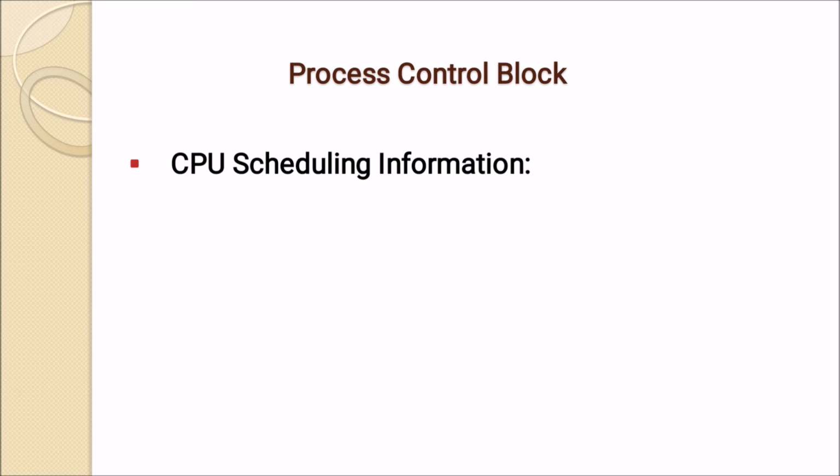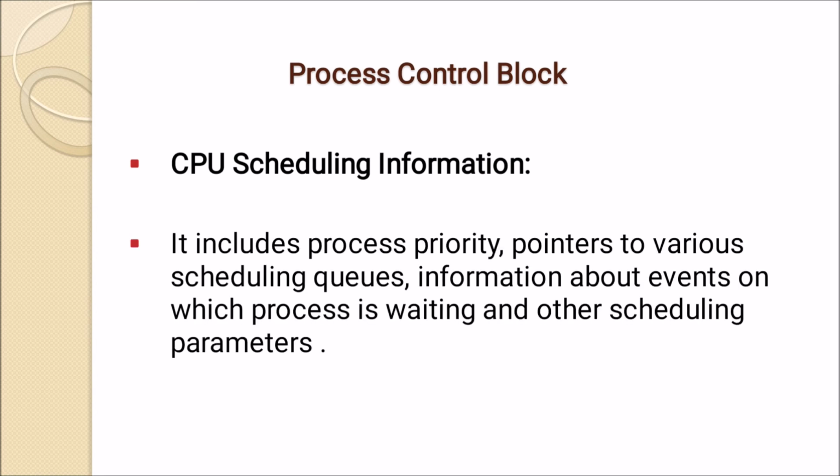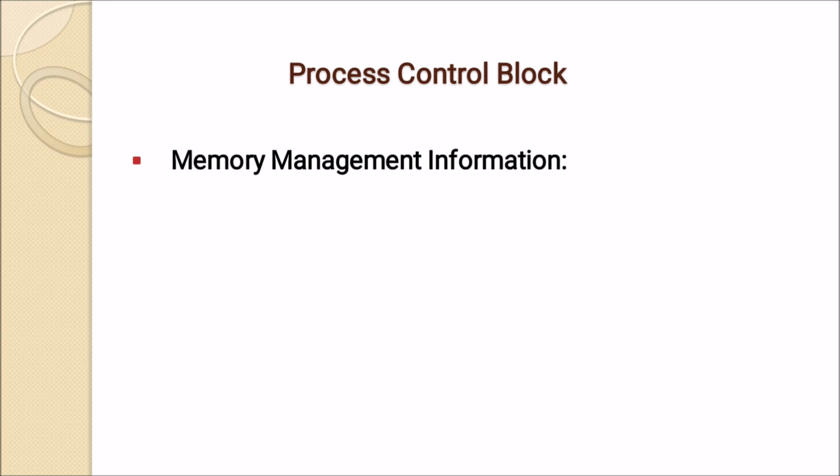The next one is CPU scheduling information. It includes process priority, pointers to various scheduling queues, information about events on which the process is waiting, and other scheduling information. This information is stored in this field.